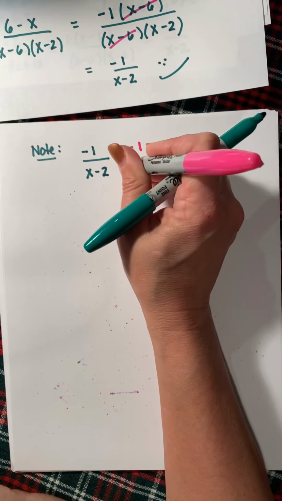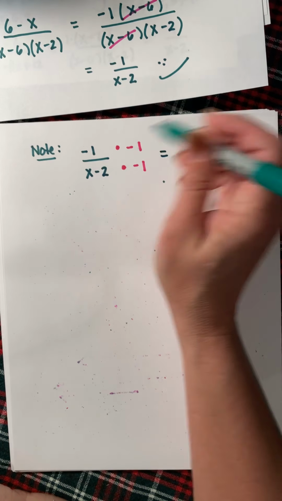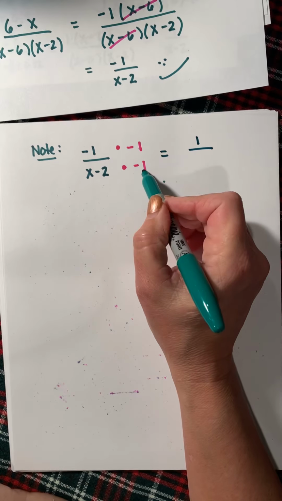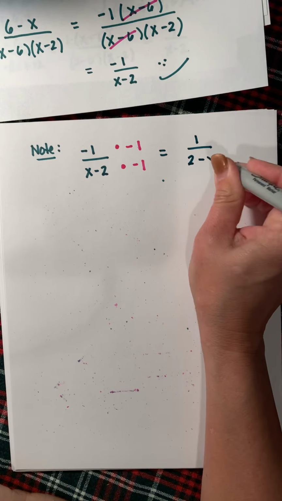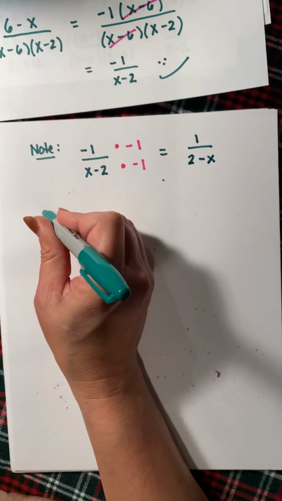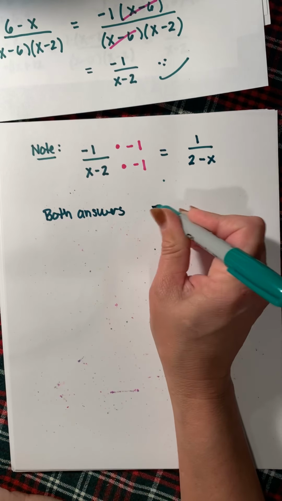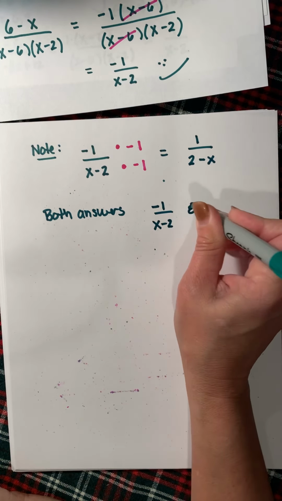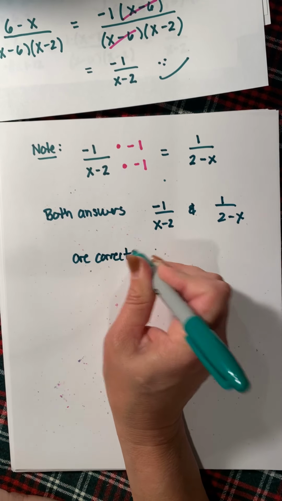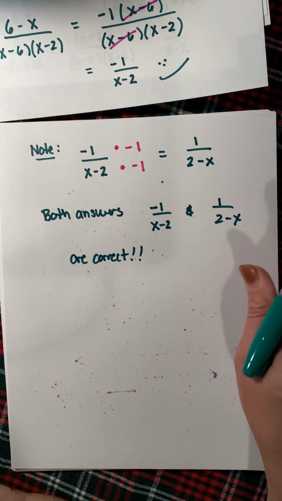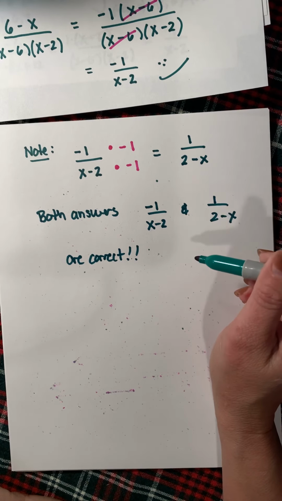So they may multiply the numerator and the denominator by negative 1. If we do this, negative 1 over x minus 2 becomes positive 1. And then negative 1 times x minus 2, we'd go to the polynomial's opposite property, is 2 minus x. So both answers, negative 1 over x minus 2 and 1 over 2 minus x, are correct. They are algebraically equivalent. They mean the same thing. Your book would probably write this. Alex would take either one.